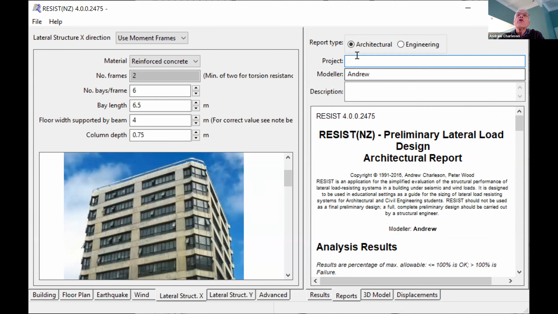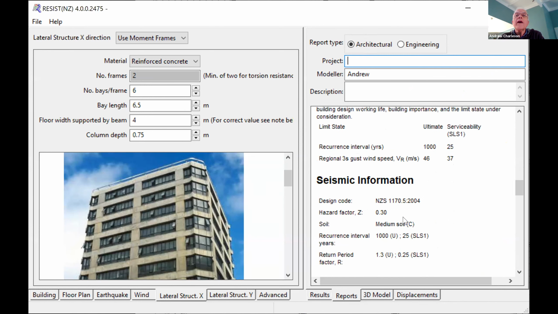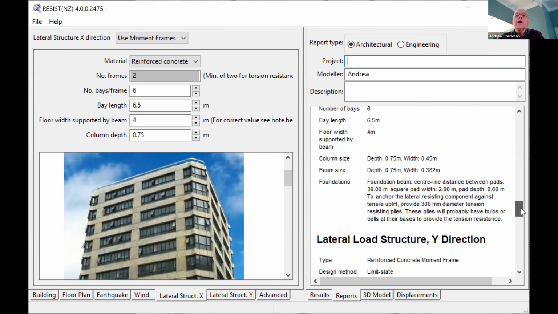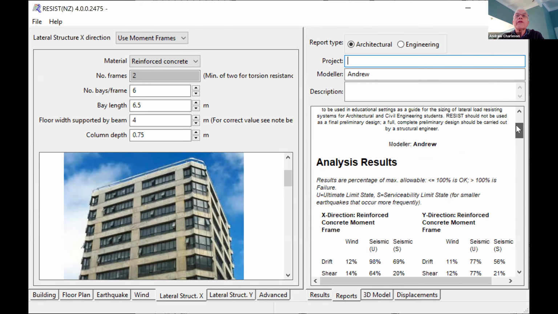In reports, you always choose architectural report, and you get a 2-page report with all your assumptions, like the floor weight type is heavy, and for example, the hazard factor is 0.3 and the soil is medium. And at the end of your report, there's a bit more information, and then you get a printout of the 3D model.